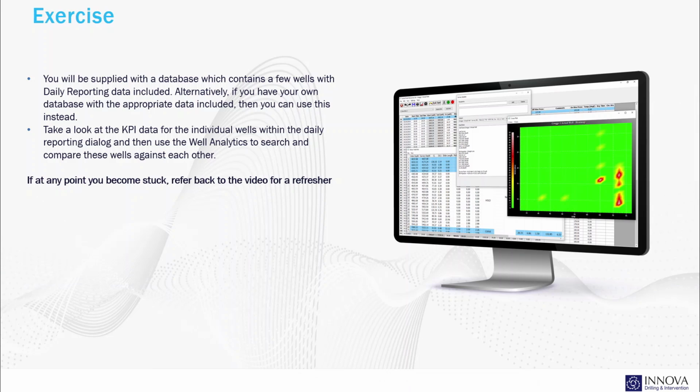So for the end of video exercise, you'll be supplied with a database which contains a few wells with daily reporting data included. Alternatively, if you have your own database with the appropriate data included, then you can use this instead. Take a look at the KPI data in the individual wells within the daily reporting dialog, and then use the well analytics to search and compare these wells against each other. If at any point you become stuck, refer back to the video for a refresher.